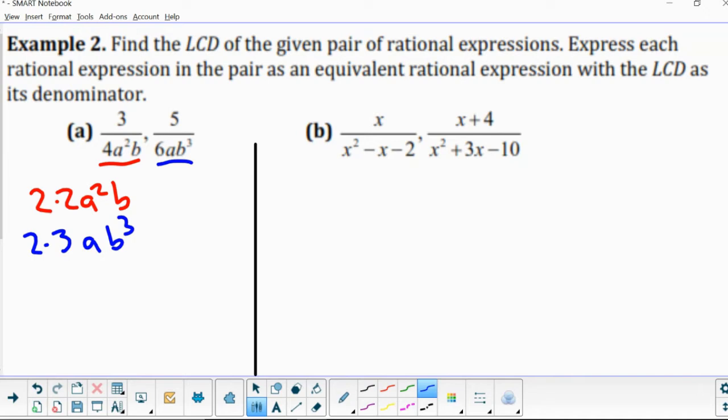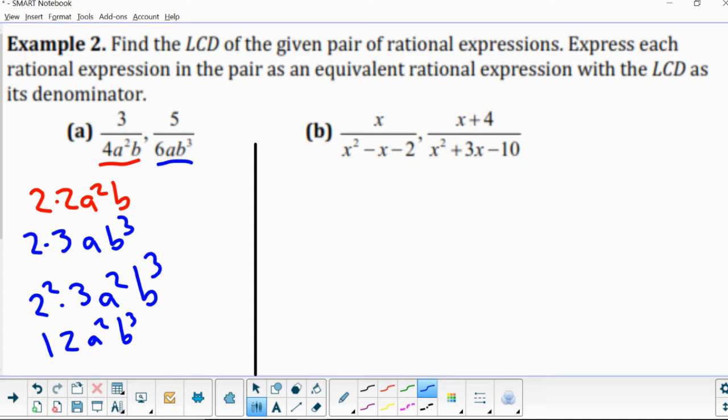So now I just say, well, who has the most 2's? The first one does, and there's 2 of them. Second one has a 3. Most number of A's is 2, and the most number of B's is 3. So that would be 12A squared B cubed. That would be our common denominator.